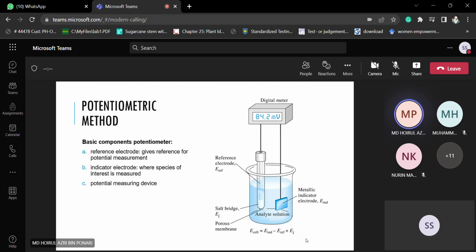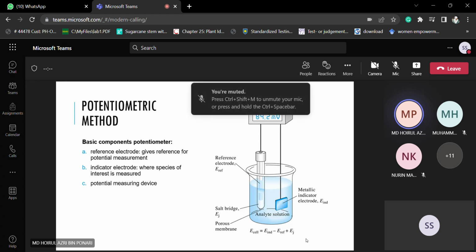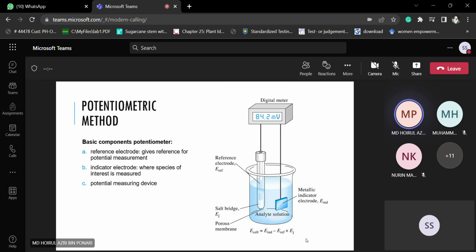So these are the basic components of a potentiometer. Regardless of whether the instrument is used to measure pH, ion concentrations, or any other ions, it has these three components. The first one is the reference electrode. This electrode gives the reference for potential measurements. Then we have the indicator electrode, where the species of interest is measured. And then we have the potential measuring device.